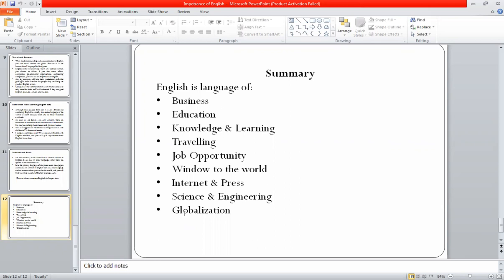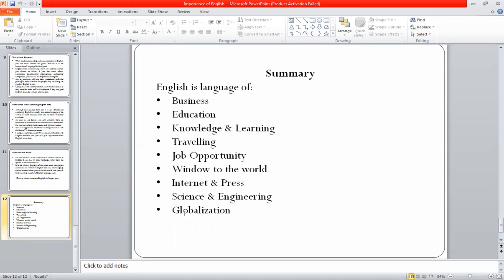Then the window to the world. What does window to the world mean? Through this window we are getting knowledge of all over the world. So it is also called the window to the world. Then internet and press, it is the language of the internet and press. Then it is the language of science, engineering and globalization.